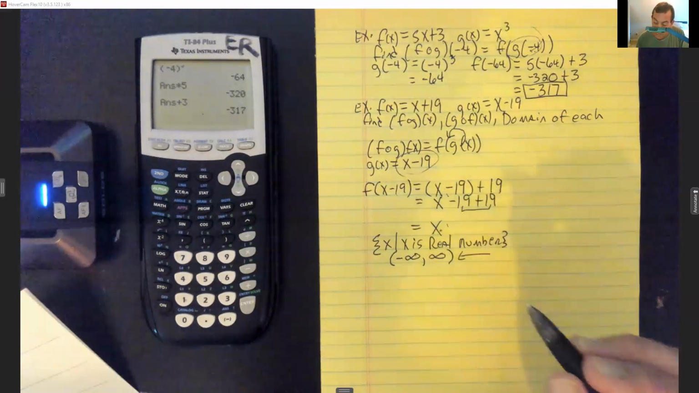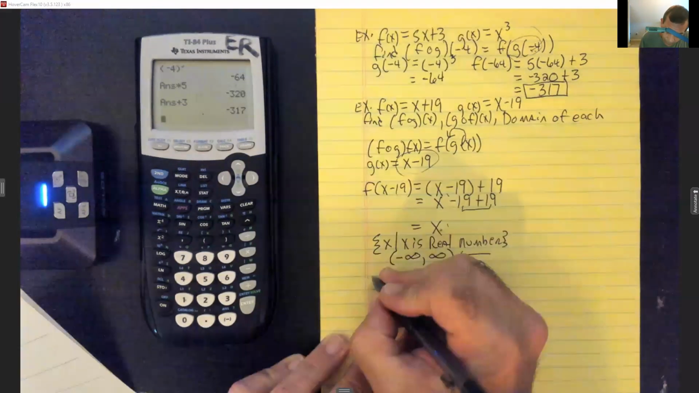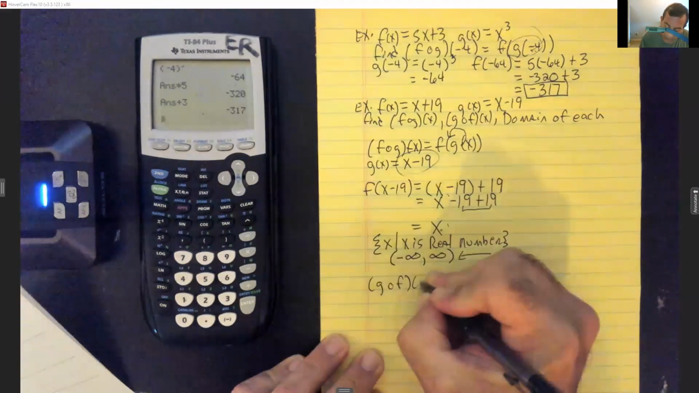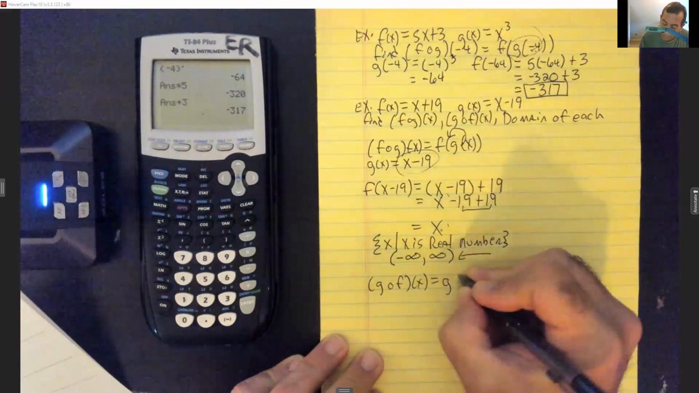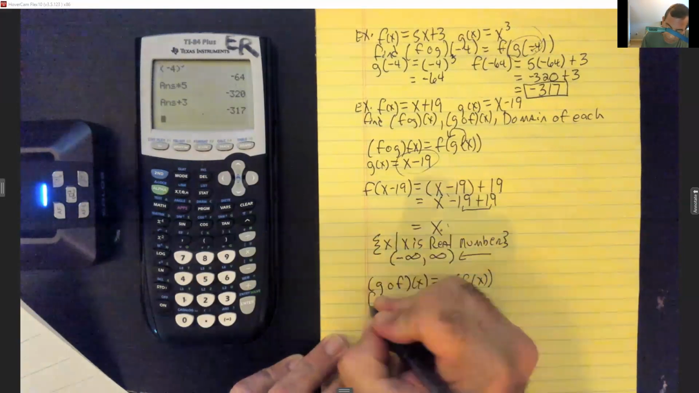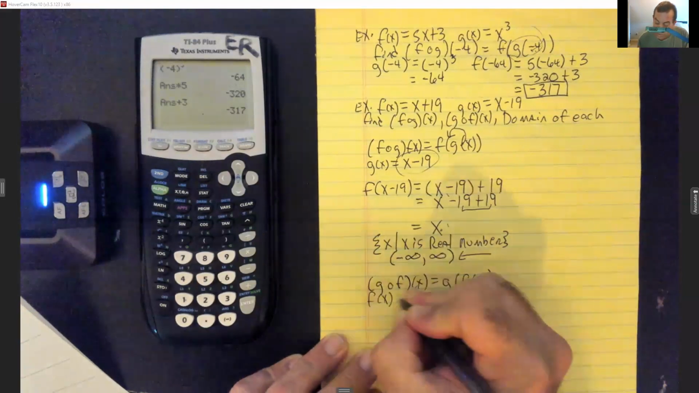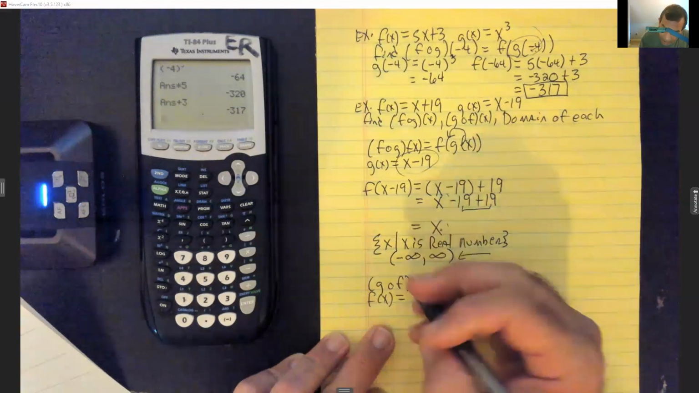All right, so let's find g of f of x. So that's going to be g of f of x. So first, we've got to find f of x. Well, since I don't have a number, f of x was up here, and it equals x plus 19.